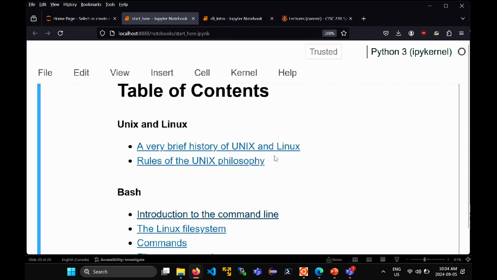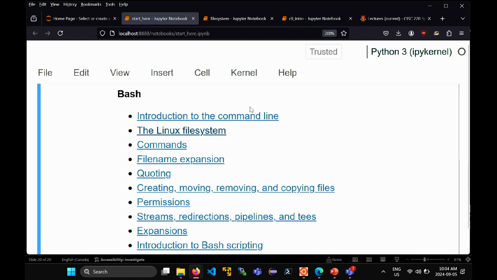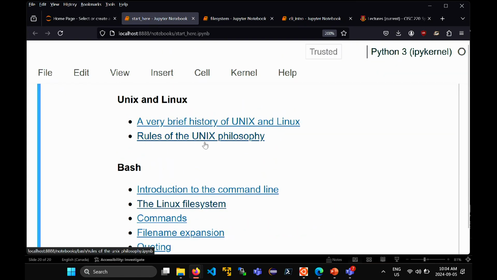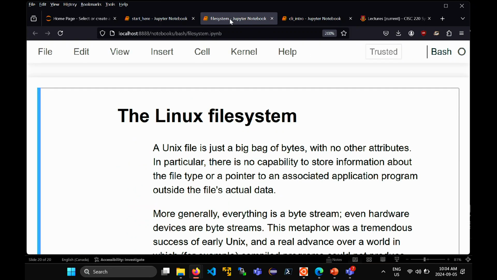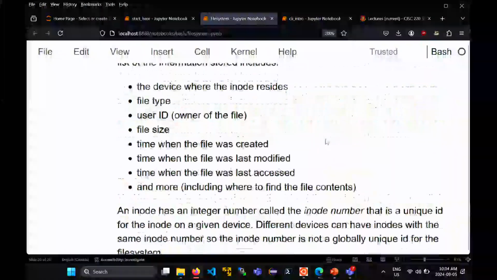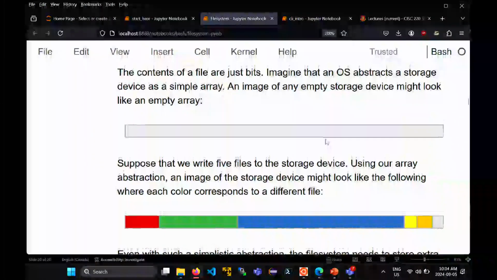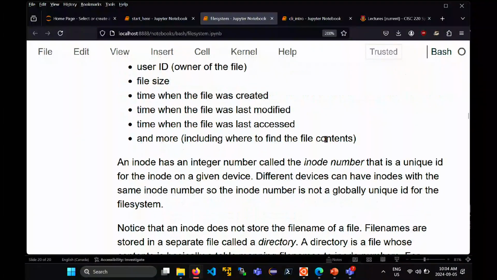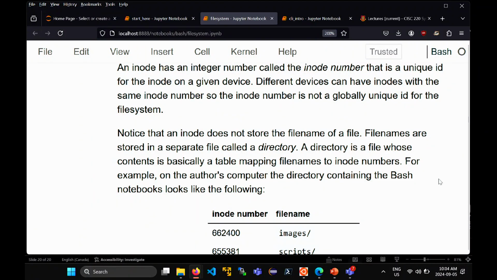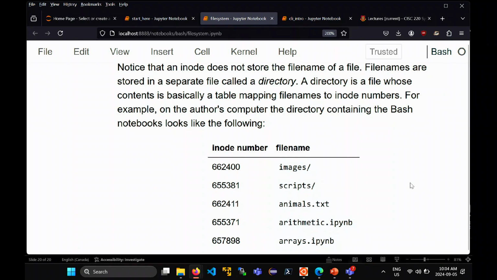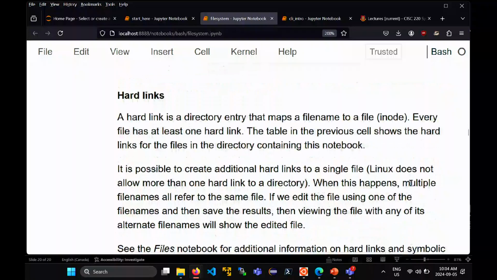Okay, so table of contents, Linux file system. If you want to read more about the history of Unix and Linux and some of the philosophy underlying the design decisions of Unix, you can read those 2 notebooks. Notice that everything that I've talked about in the lecture is going to be in the notebook, probably in some sort of expanded form. So if there's something that you forget or are unclear about, you can go back to the notebook and refer to the information back here.